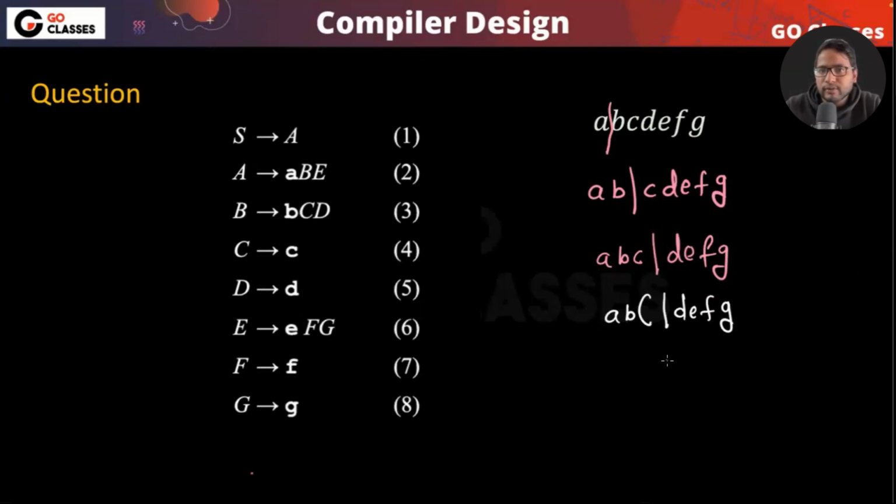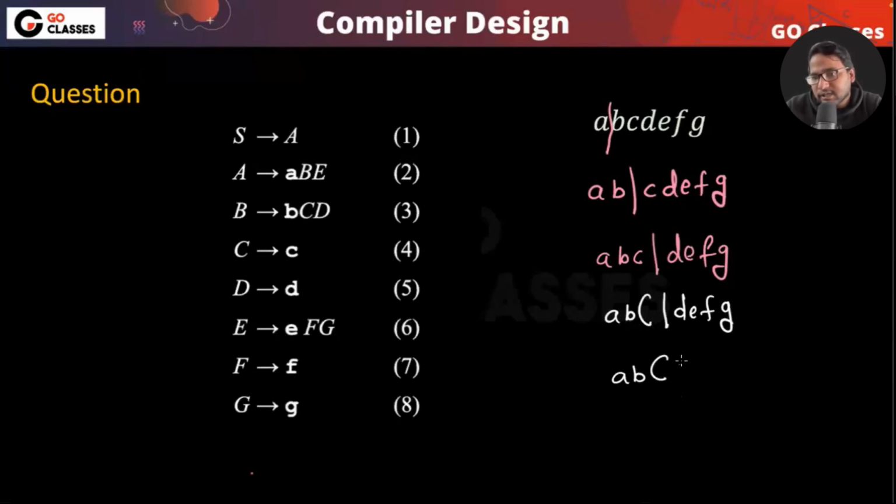Can you tell me what should be happening next? Should it be reducing this small a, B, C? So I think you should shift it, right? That's called shifting or pushing, whatever you want to call it. You can call it push or you can call it shift. Generally people use shift as the term. You shift it to the stack. So shift, or maybe you can say shift the vertical bar.